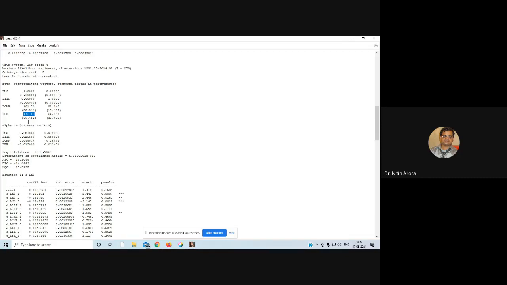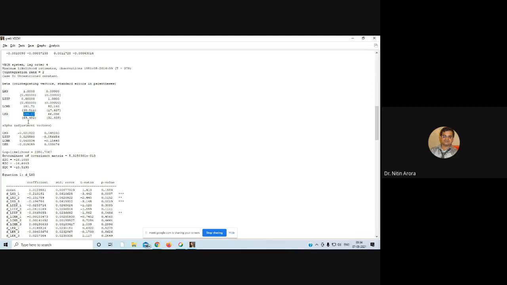So if I take it as first row, then beta 1 1 is equal to unity, beta 1 2 is equal to 0, and on the other hand, beta 2 1 is equal to 0, beta 2 2 is equal to 1. Now, what I want, I don't need these equations like LM3 as a function of call money rate and exchange rate, LIIP as a function of call money rate and exchange rate.